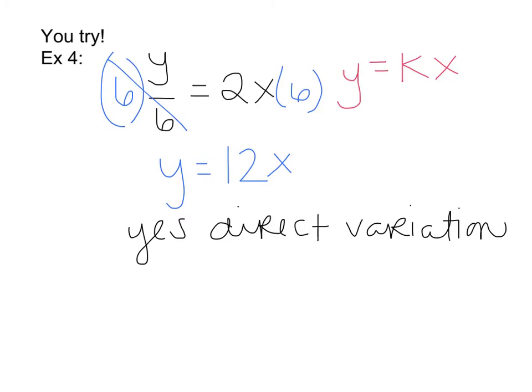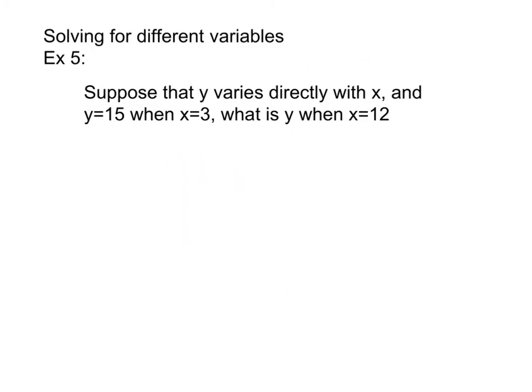Since it's a direct variation, you can determine what k is, and k is the number that's in front of your x, so it has a value of 12. Okay, so let's learn how to solve for different variables. In example 5, it says, suppose that y varies directly with x, and y is 15 when x is 3. What is y when x is 12?